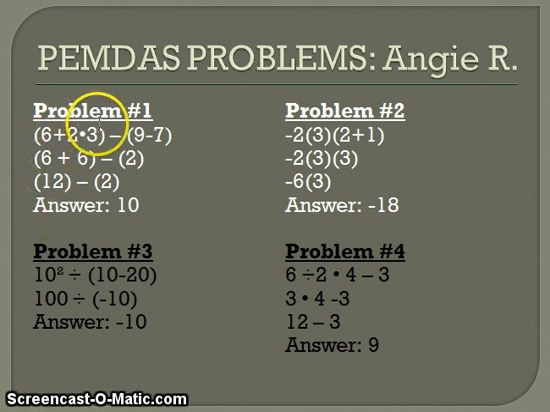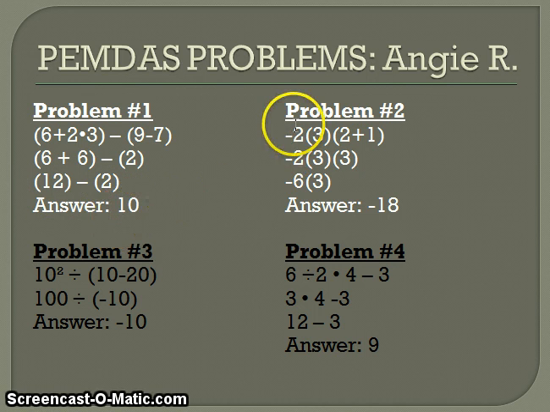So for problem number 1, I see that I have two grouping symbols, so I'm going to start left to right and do the first parentheses. I first multiply following the rules of PEMDAS, so 6 plus 2 times 3, I get 6 plus 6. I do the second parentheses, 9 minus 7, and that is 2. So I get 12 minus 2, and my answer is 10.